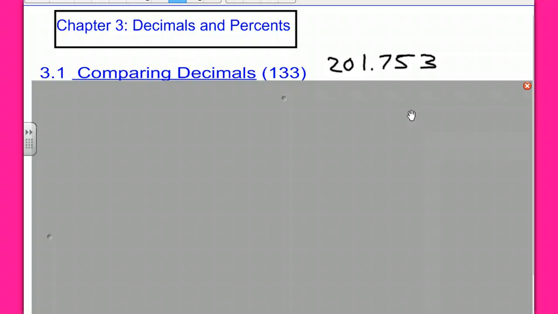Ryan: 201 and 753 thousandths. Awesome job. Did you hear that? If the video didn't hear, I'll repeat what he said. 201. Notice he didn't say 201 point. He just said 201. And there's the decimal. 753. So he said the entire number after the decimal as though it was standing alone. 753 thousandths. Naming the last place value.